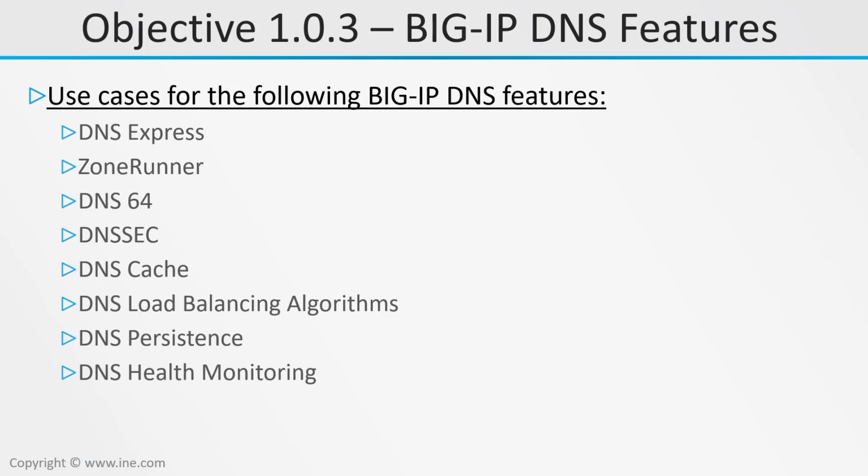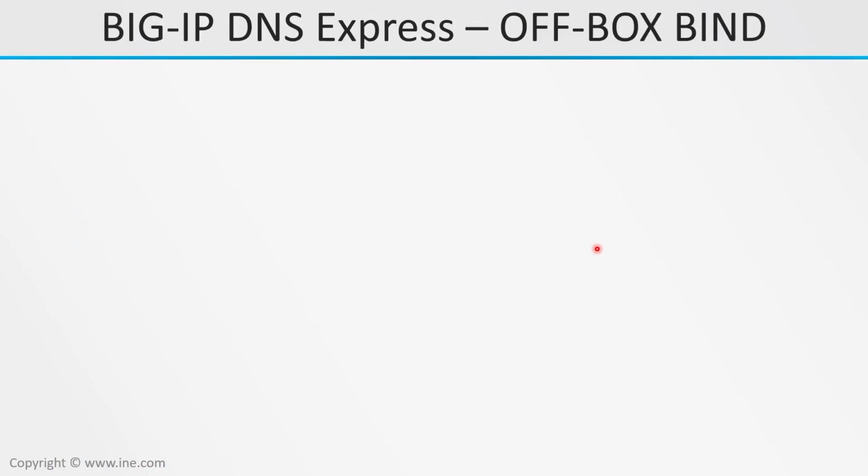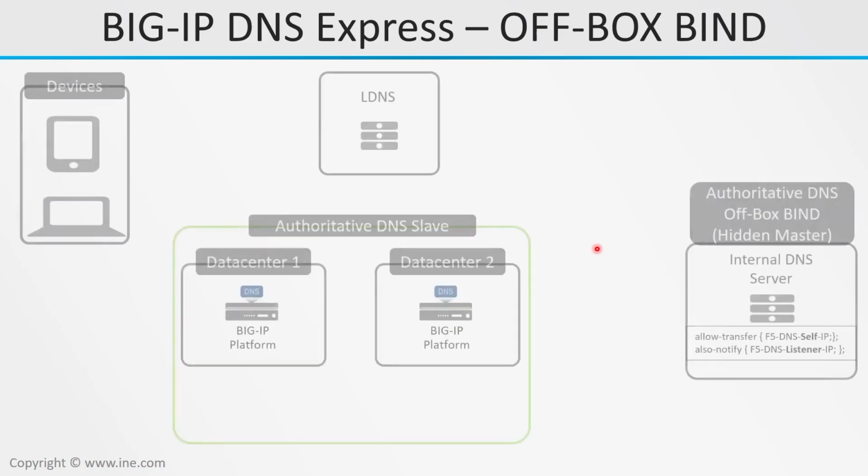Start with DNS Express, ZoneRunner, the GUI management system, DNS64, the IPv6 to IPv4 translations, DNSSEC providing additional security around DNS, DNS caching can improve or can decrease the latency in your environment, the DNS load balancing algorithms such as topology, return to DNS, and then DNS persistence and DNS health monitoring. So let's dive in. Okay, so let's talk about our first use case feature for F5 BIG-IP DNS.